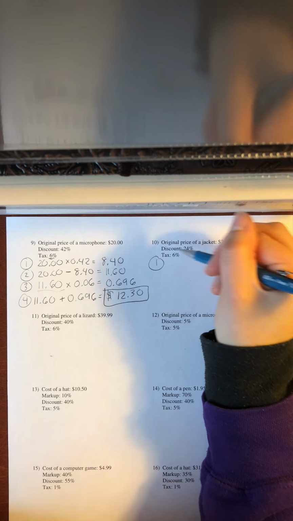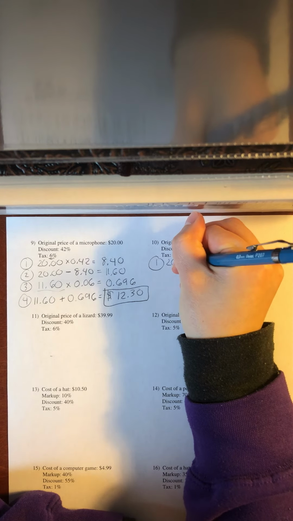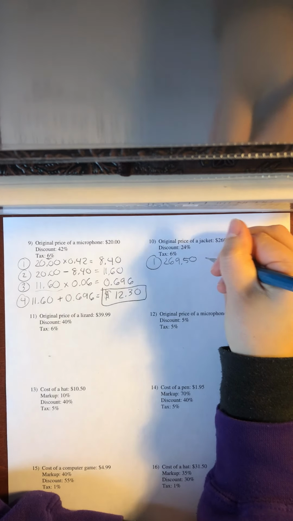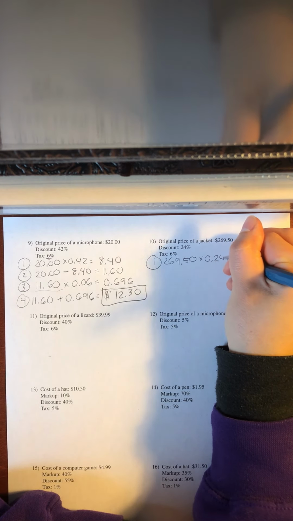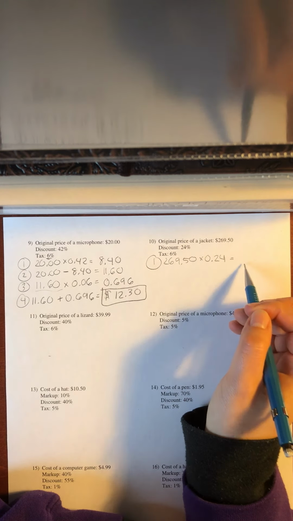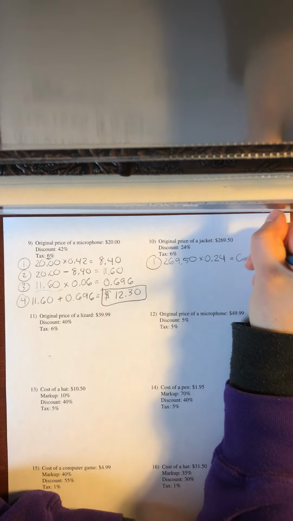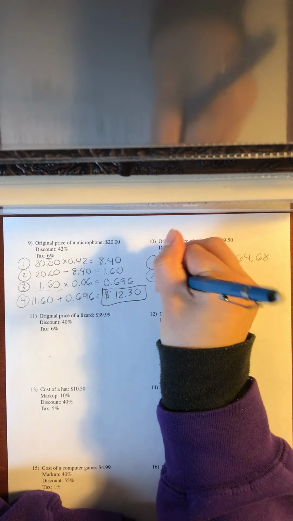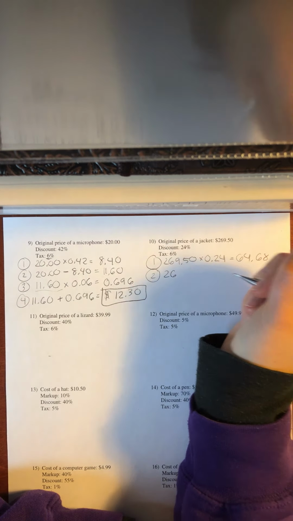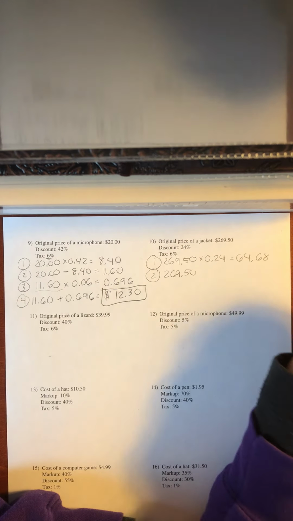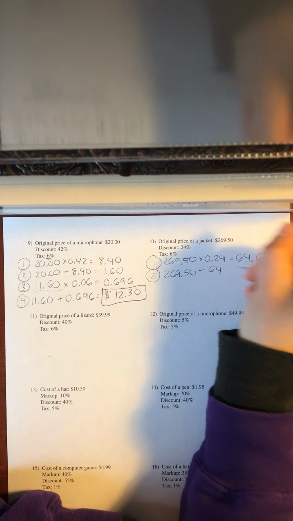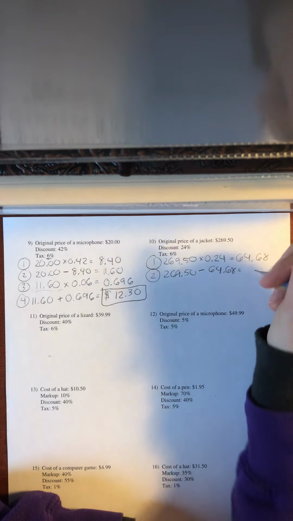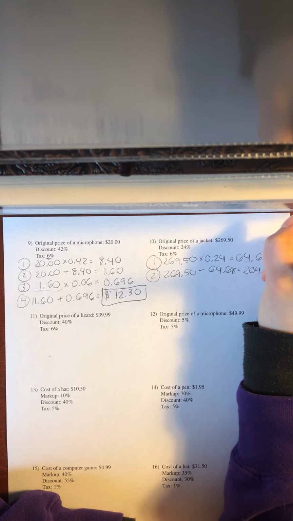Okay, last one we're going to do together. Original price of the jacket is $269.50. We have to find what 24% of that is, so times 0.24 for the discount. When you put that in your calculator, you'll get 64.68. Now we're going to take the cost of the jacket, which was $269.50, and we're going to subtract that discount of 64.68. So now the price of the jacket is $204.82.